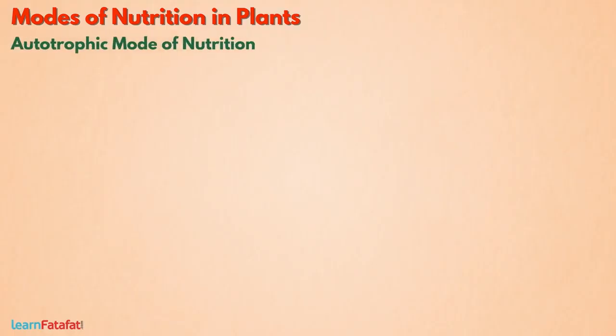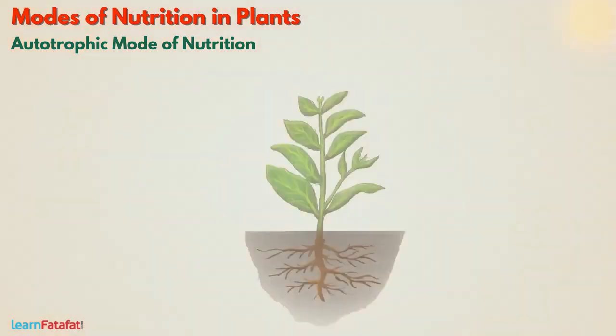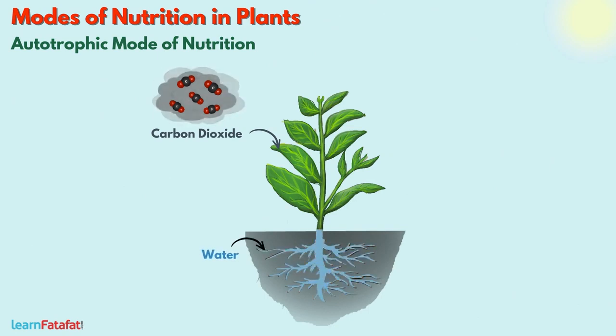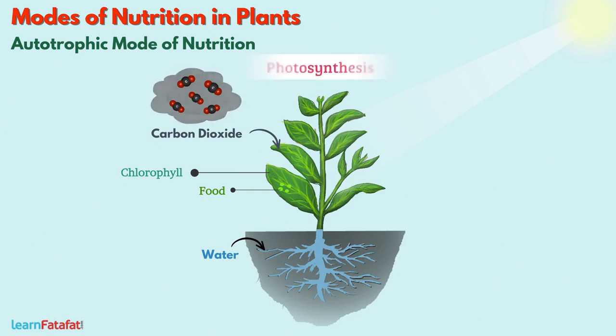Let's talk about autotrophic mode of nutrition. Green plants absorb carbon dioxide from air and water from soil. With the help of sunlight and chlorophyll, they convert these materials into food. This process is called photosynthesis.